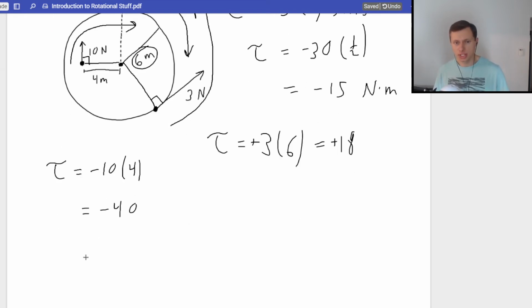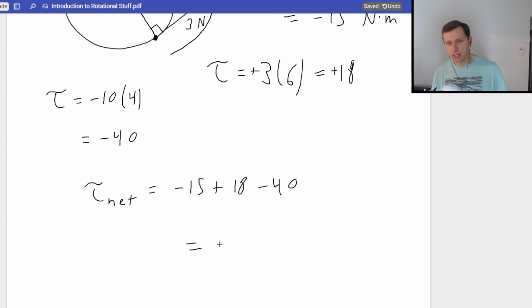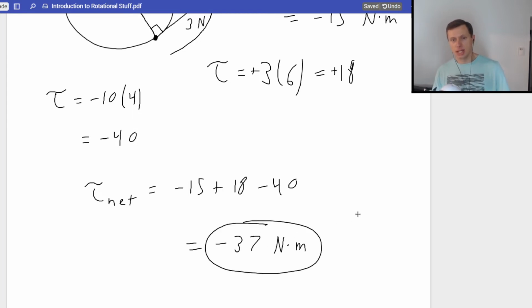I add the three torques together. So net torque is equal to negative 15 plus 18 and then minus 40. We're going to get a final answer of negative 37 Newton meters. And there we go. Any questions on net torque? These problems are very fun. Yes. Anyone still writing? Okay.